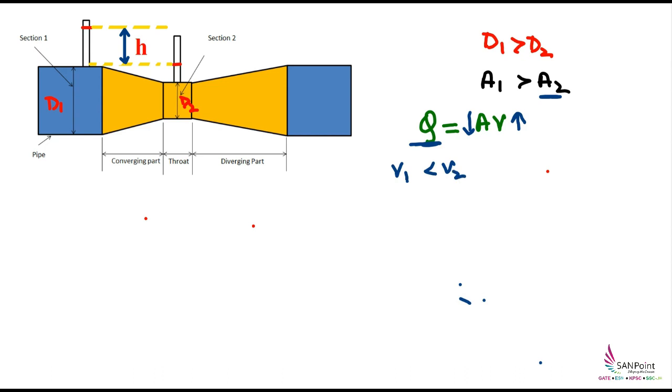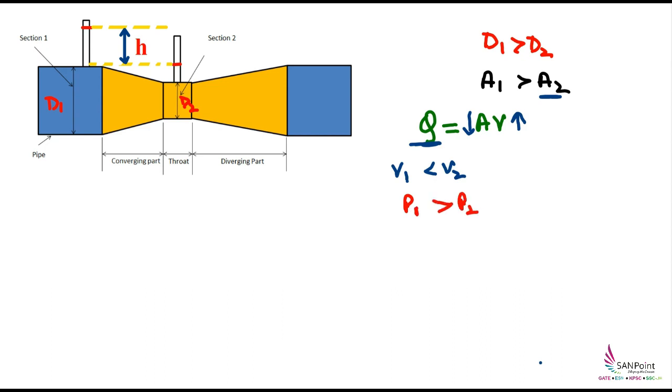Now V2 is increasing because the area has been reduced at the throat section. So if V2 is greater than V1, this means that the velocity head at section 2 is more than the velocity head at section 1. Since velocity head is more, that means the pressure head is decreasing. So if I compare the pressure at section 1 and section 2, pressure at section 1 is greater than section 2.